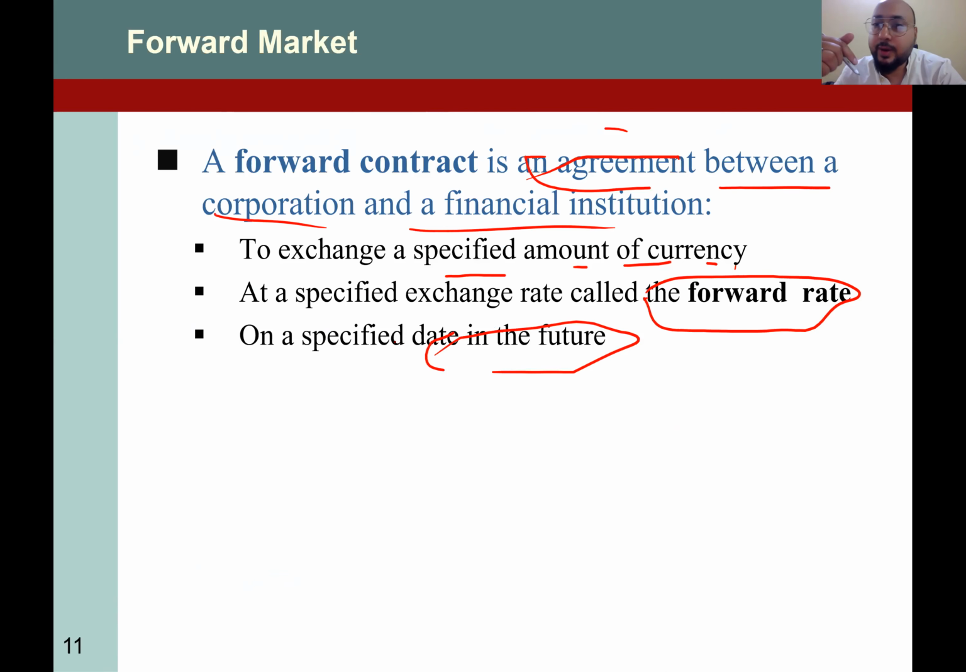So a forward contract must have three things: reference amount or amount of currency, the rate at which the contract is going to be settled, and the date for which the contract is valid. And remember, this is a contract, an agreement, and it is obligated by both parties. You cannot refuse that one, right?